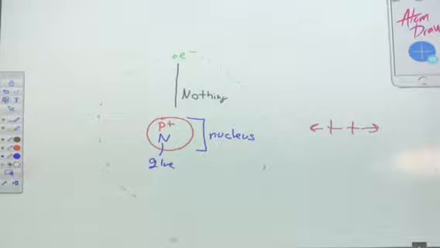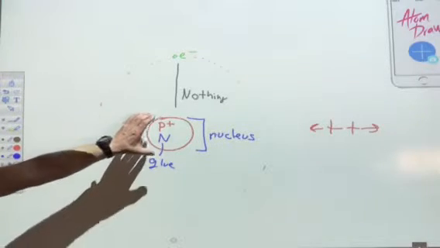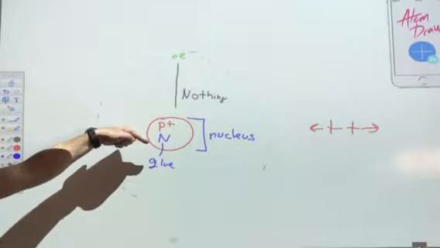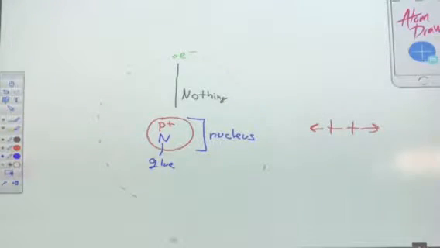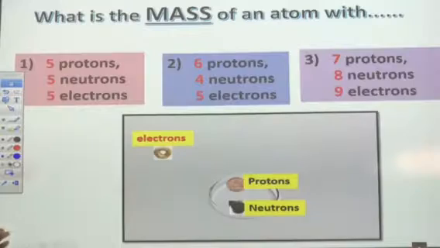So an atom is actually mostly empty space with a very dense center called the nucleus that has protons and neutrons. And way outside, you'll find the electrons moving around. So we did some, let me just go back real quick.